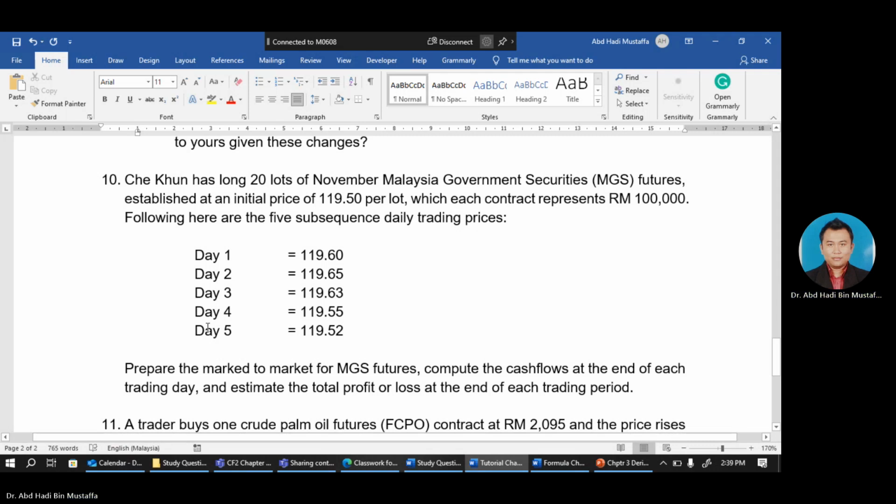Okay. And then contract size dah ada. Number of contracts 20. Initial price ni settlement price. These are the expiration prices. Okay. Any question so far?